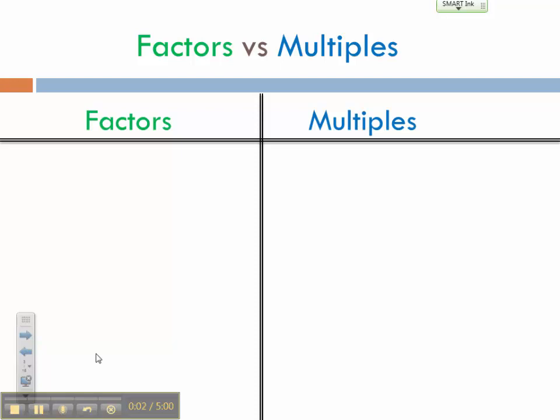Here we go with least common multiple. Least common multiple. So the first thing we need to figure out is the difference between factors and multiples.